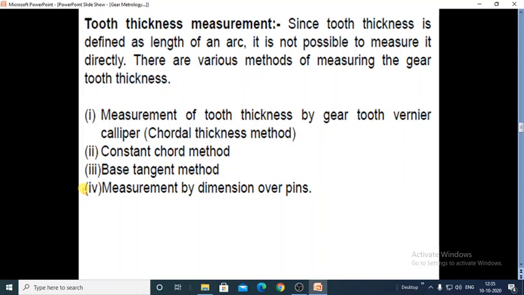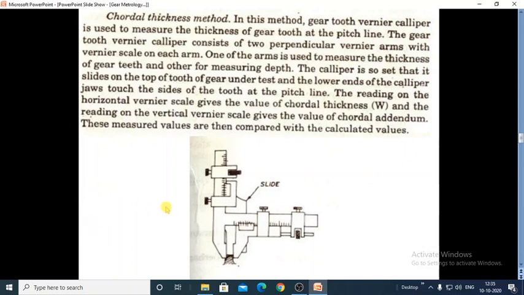So let us see the first, that is by using the chordal thickness method, that means by using a gear tooth vernier caliper. Here you can see in this method the gear tooth vernier caliper. You can see it is quite similar to our vernier caliper, but there is a small modification. Now let us see about this.